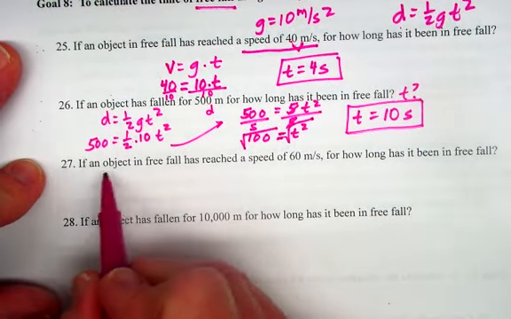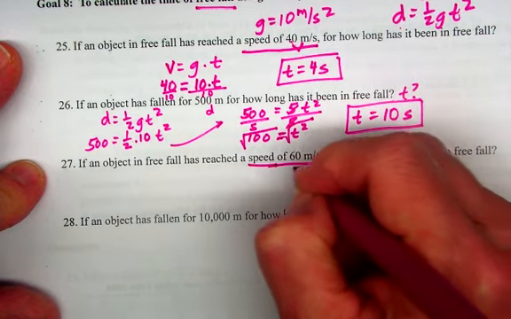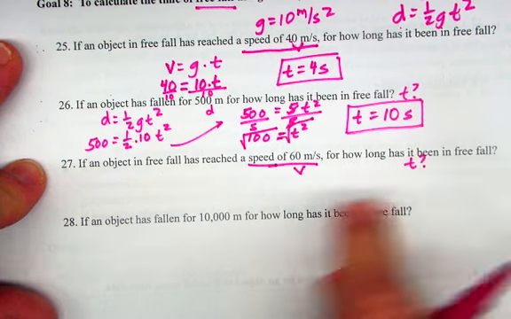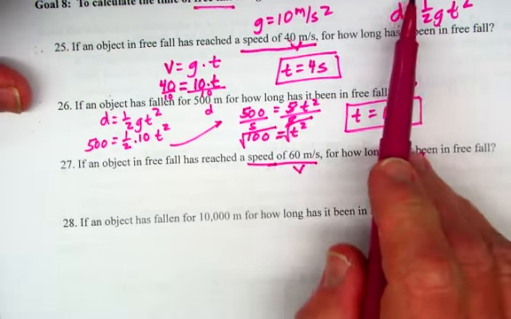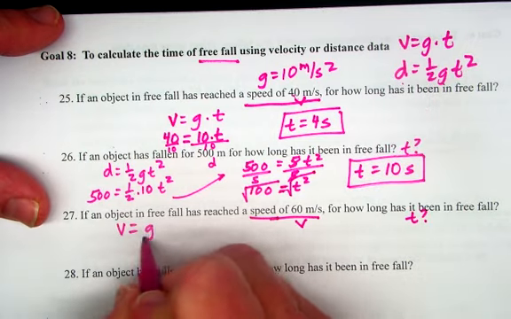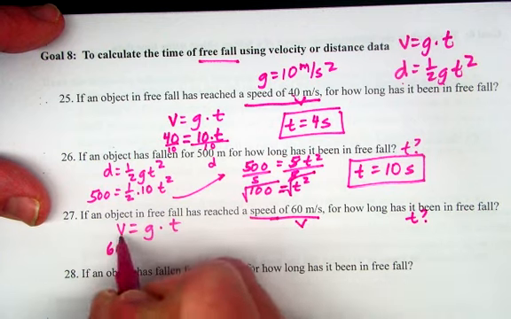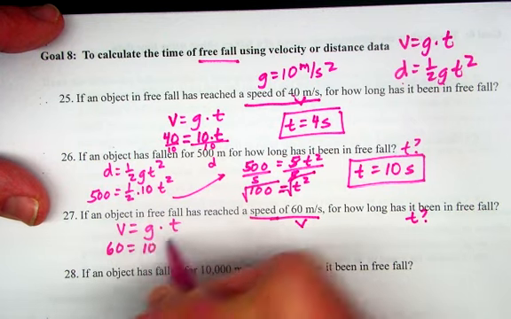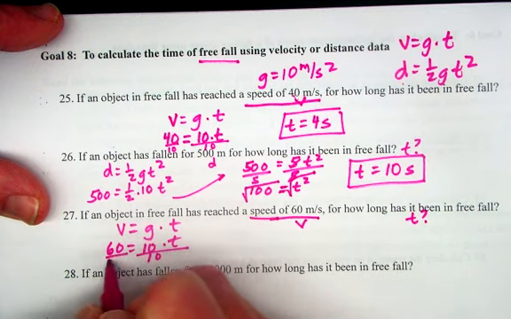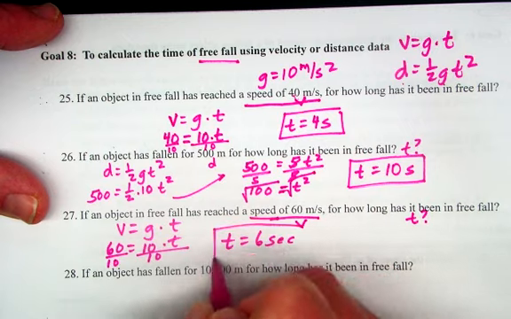The next problem: if an object in free fall has reached a speed of 60 meters per second, so that is a v, for how long has it been in free fall? We are looking for time. So we're going to need the equation that has v, g, and t in it, v equals g times t. The speed is 60, so I'm going to plug it in for v. g is 10, and the time is what I'm solving for. I'm going to divide both sides by 10. 60 divided by 10 is 6, so my time is 6 seconds.